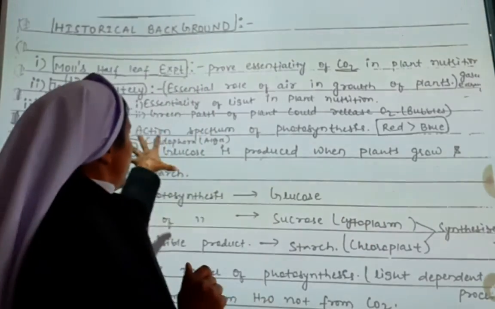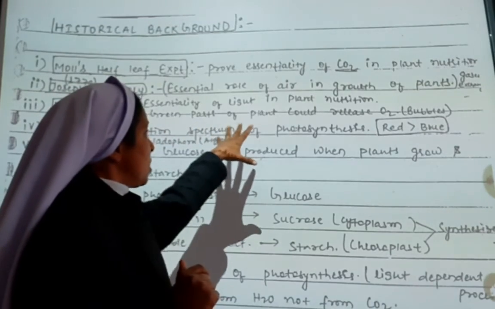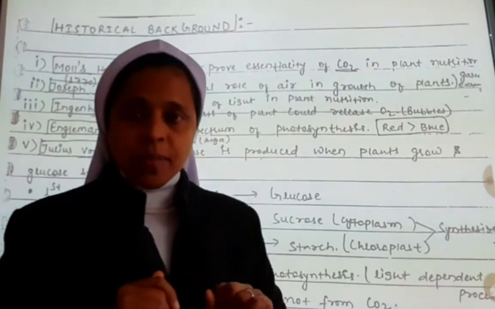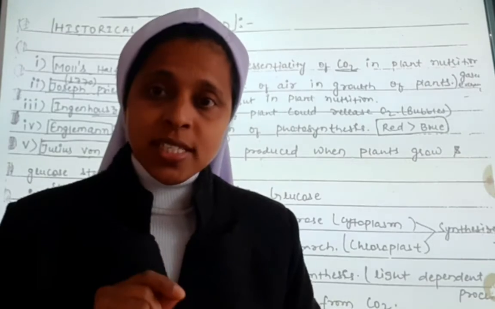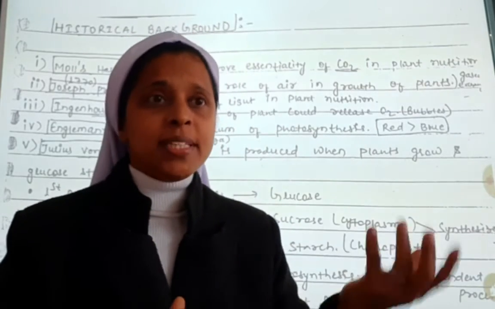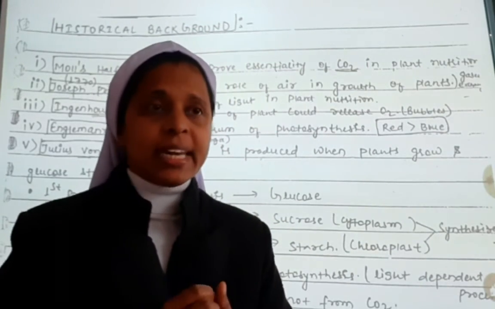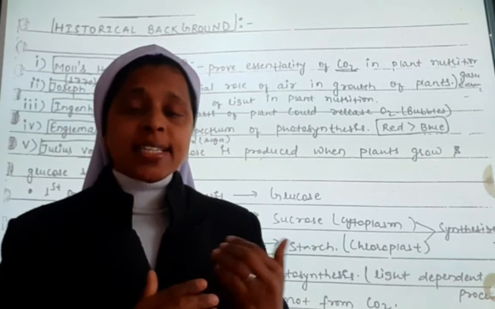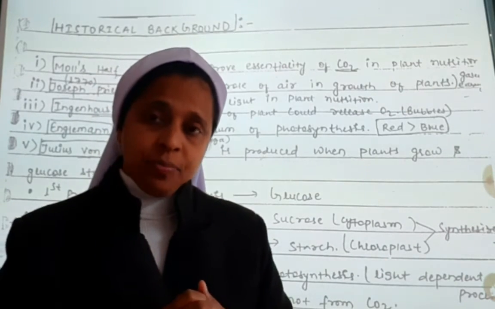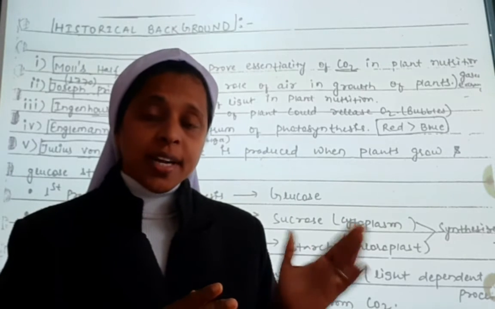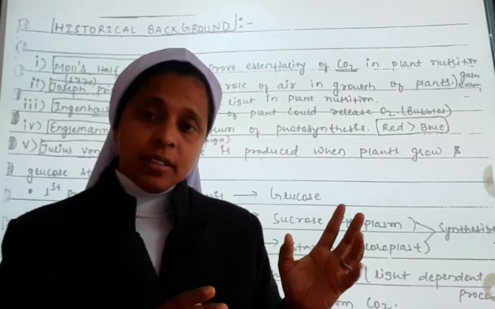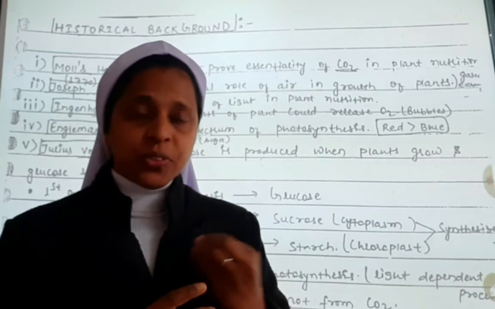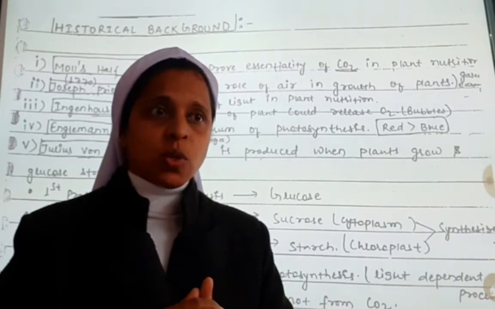So Ingenhousz again is saying that green parts of plants could release oxygen. Bubbles can be formed, according to Ingenhousz. And Engelmann is telling about the action spectrum of photosynthesis. So what are the action spectra? Red and blue. Red absorbs more light. That's what Engelmann has told.